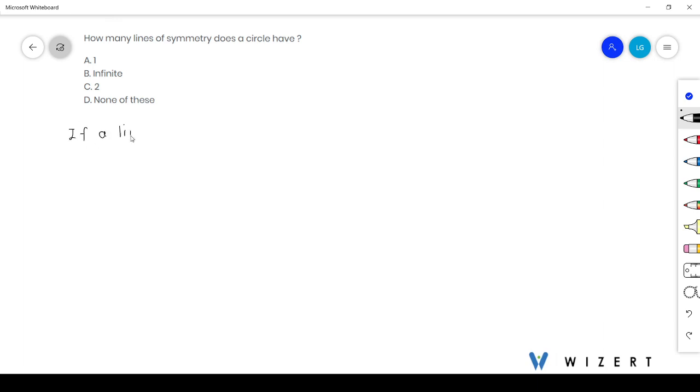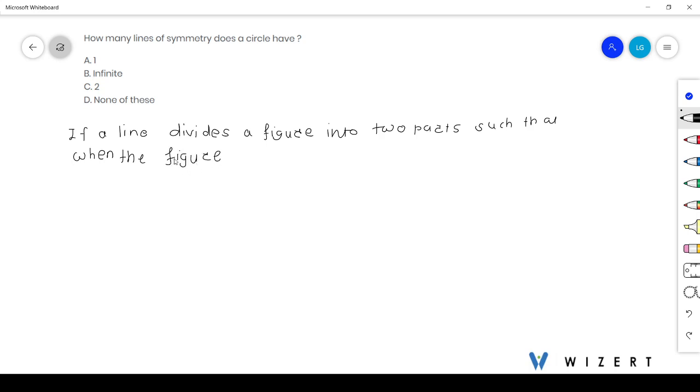If a line divides a figure into two parts such that when the figure or that shape is folded about the line, the two parts of the figure coincide.